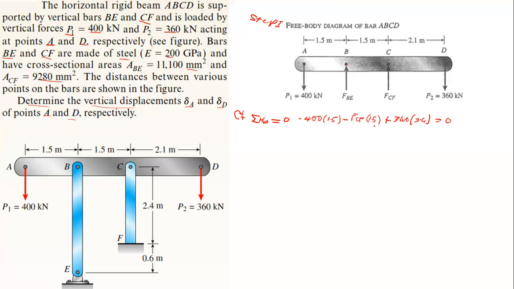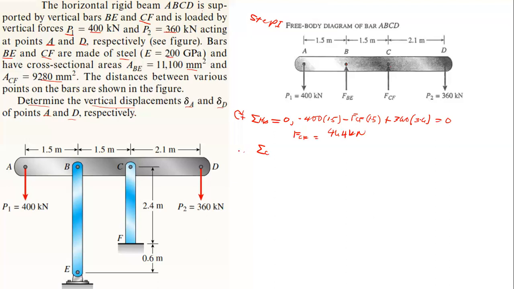Okay? So solving this, you can use shift solve on your calculator, or if not, you can solve it algebraically. Okay? So doing that, our force of CF is equal to 464 kilonewtons. The next step is summation of moment at C.